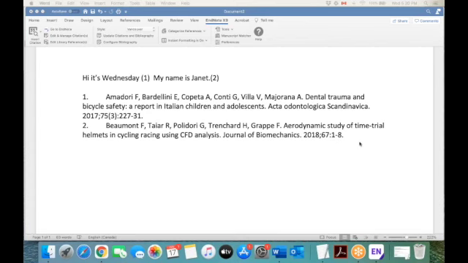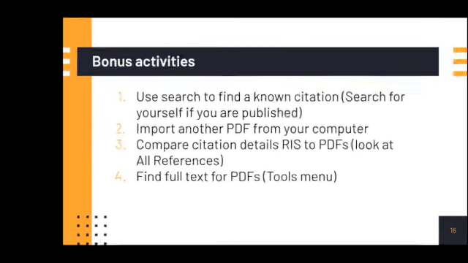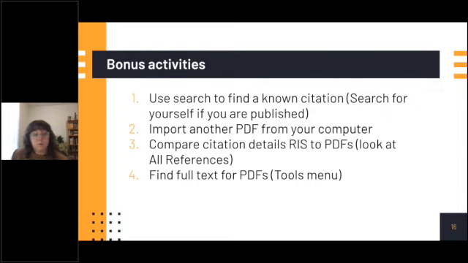Okay, we're getting near the end here, guys. I have a couple things that we could talk about. I do want to make sure that we have time for questions. So if you're just sitting here and listening to me, you can try searching to find a known item. Use that globe feature in your EndNote to search for something that you know about. So if you've been published, search for yourself as an author.